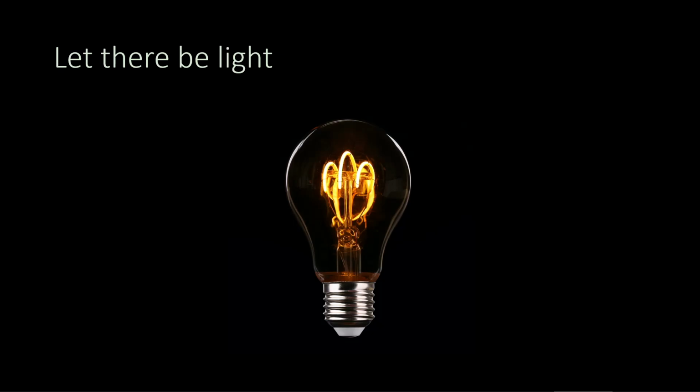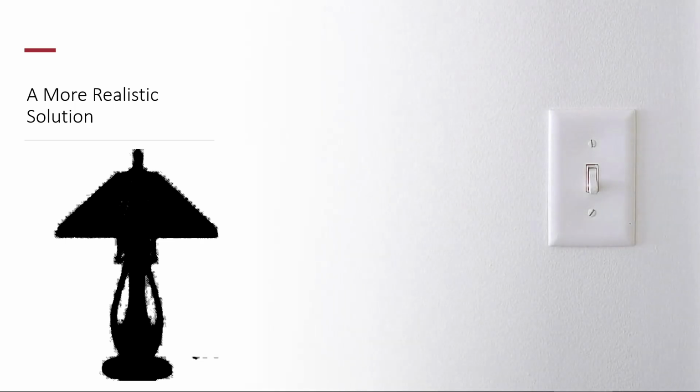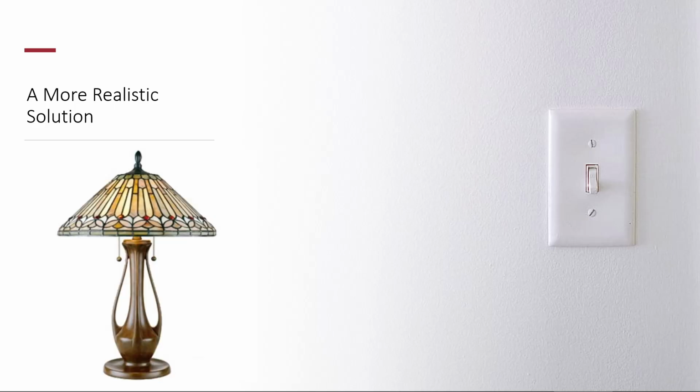But let's deal with reality. Let's deal with a more realistic solution. A more realistic solution is I don't say let there be light. I have to go around the room until I find a light switch. I have to have some idea that I can produce light, and I have to find the place where the light starts, and I go to the switch and I flip the switch, and then there's light. The lamp turns on.